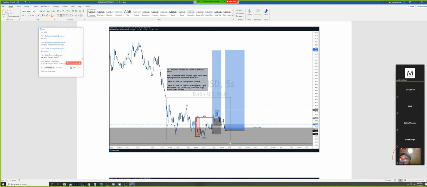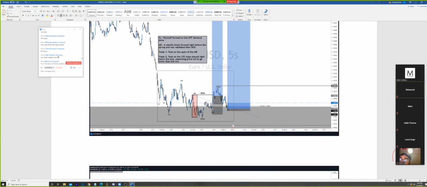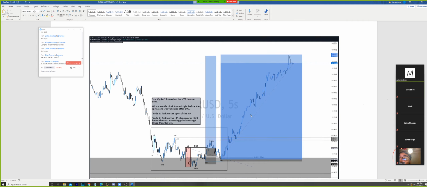He took on the open of the MB, and as price made a retrace, took it on the LPS, stops placed right below the test. So expecting this last demand zone, which you can see, if we zoom in a little bit here, there's last down move before this up move, leaving behind imbalance. So it's an unmitigated last down move before the up move, entering on that, or at least 50% of it looks like, and took that to the promised land, higher.